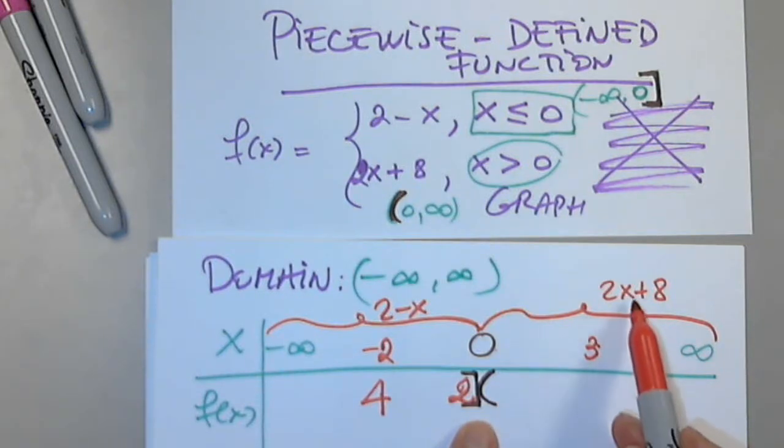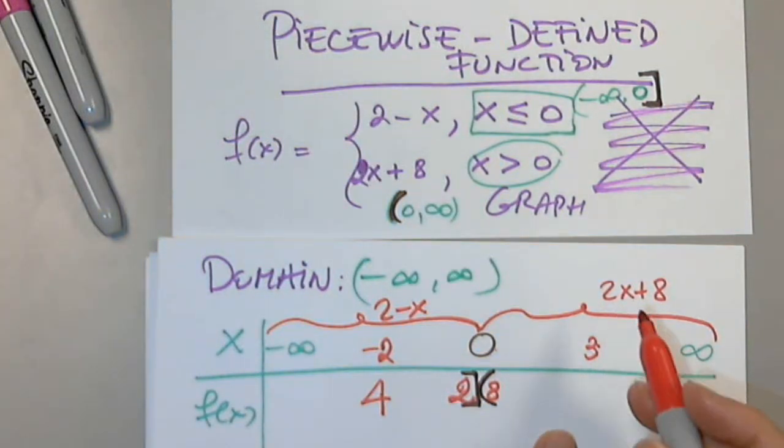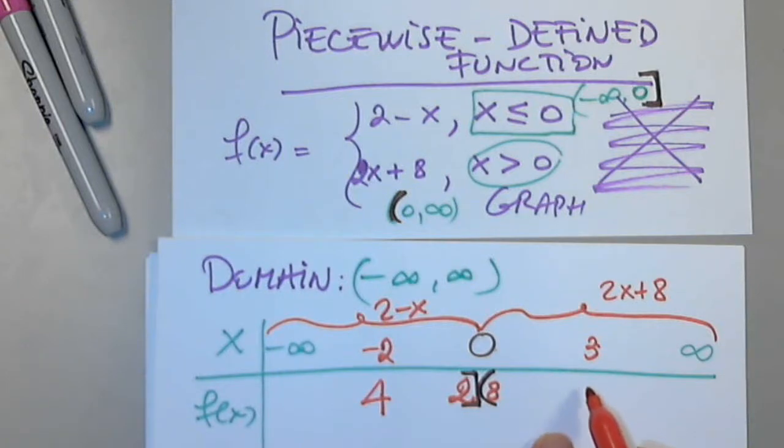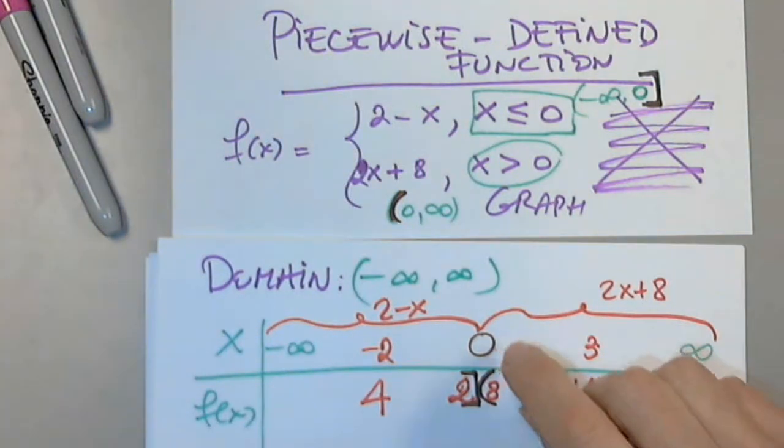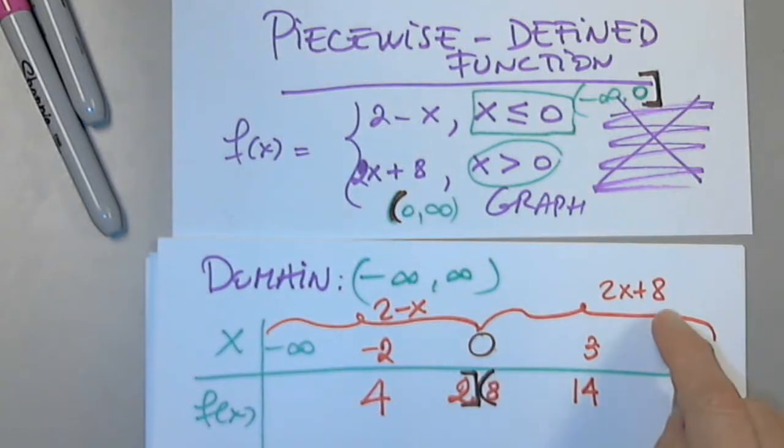2 times 0, 0 plus 8 gets you 8. Okay? And now please plug in 3. 6 plus 8. 14. Good. Now, let me explain first why I allowed myself to plug in 0.